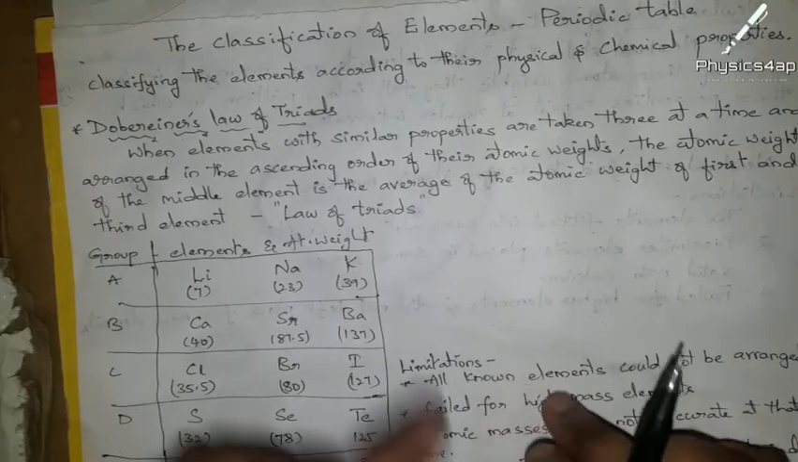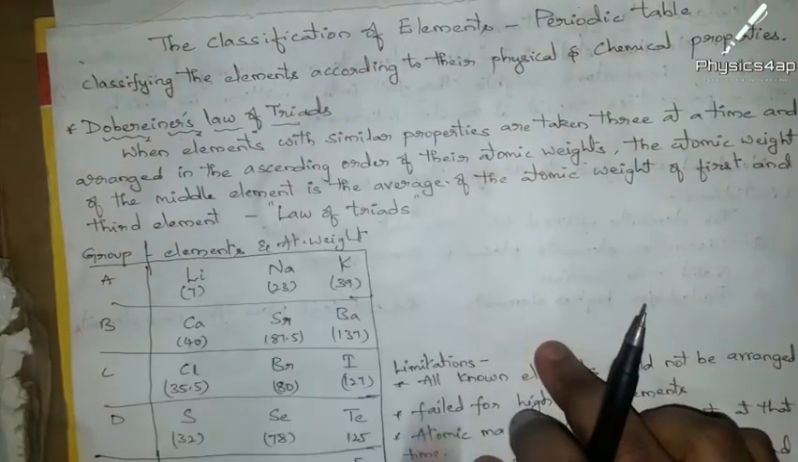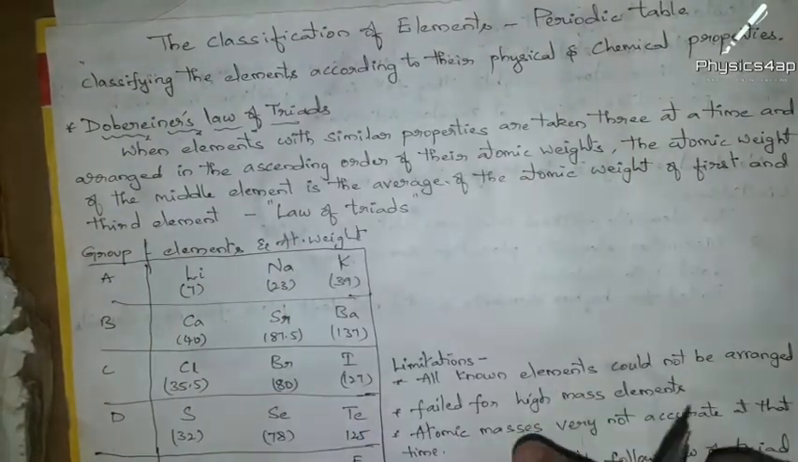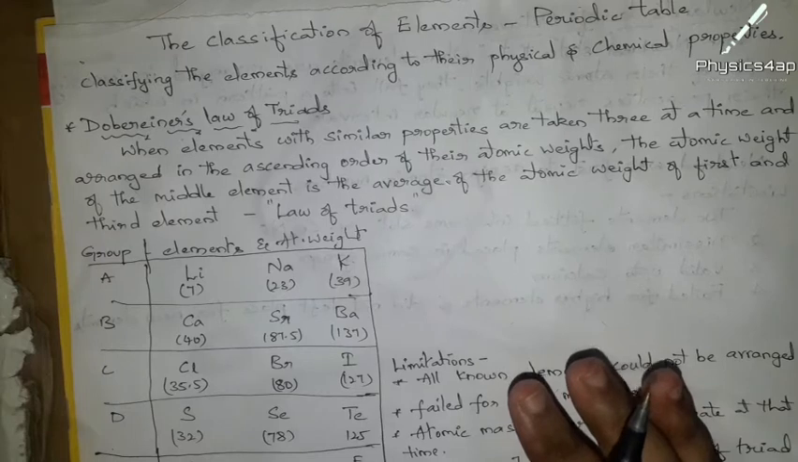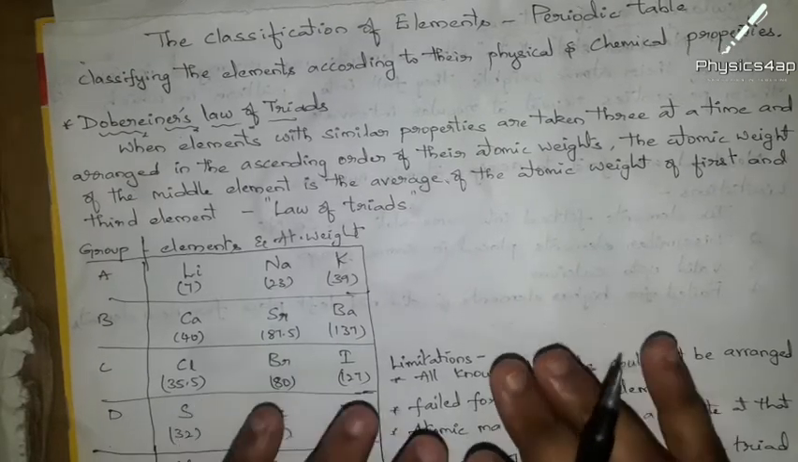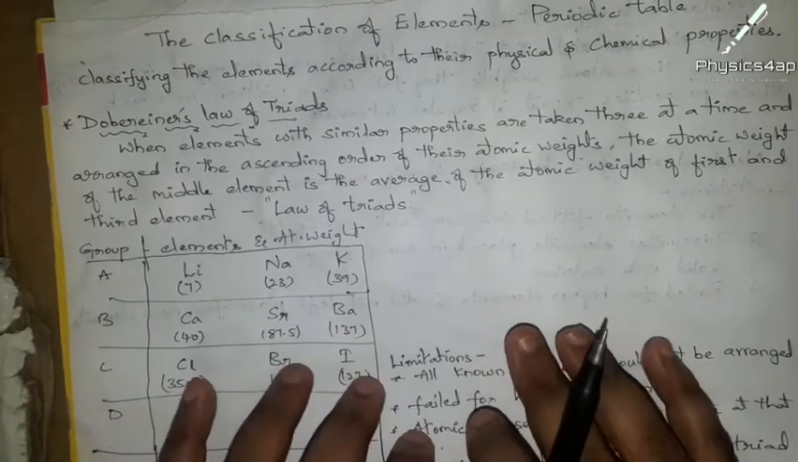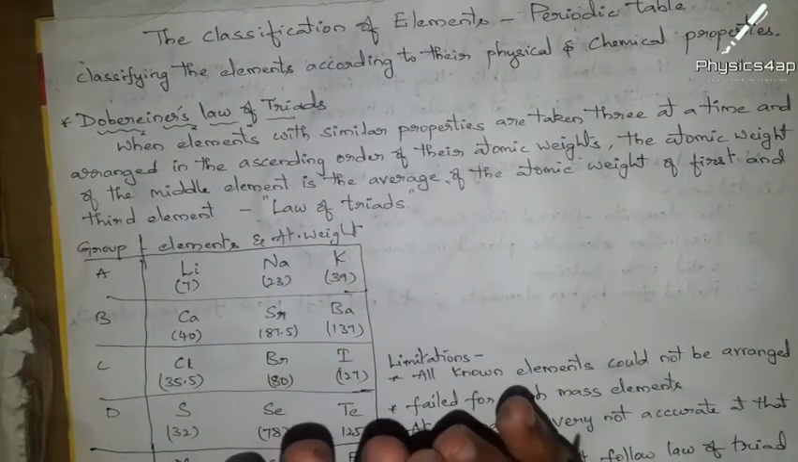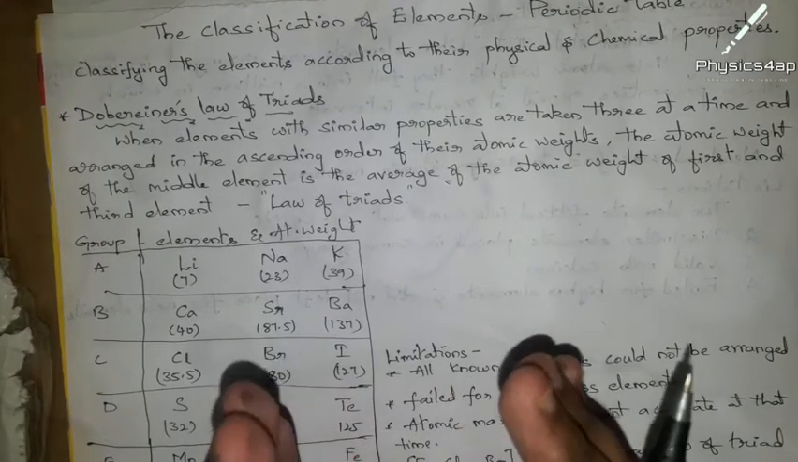So why did the classification of elements come? To classify the elements according to their physical and chemical properties, and to memorize them according to those properties. If we arrange them in a particular column, then the elements having the same physical and chemical properties will be arranged in the same group.